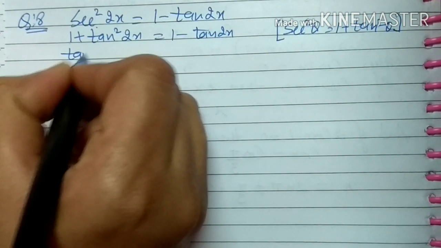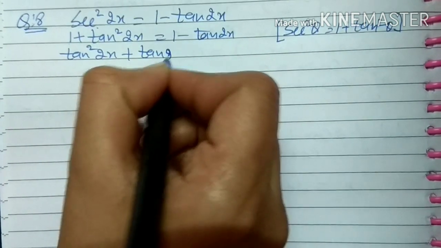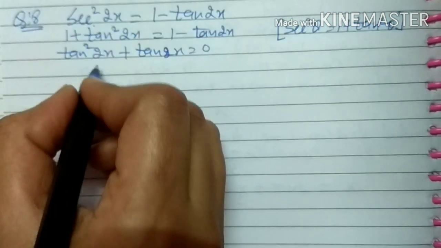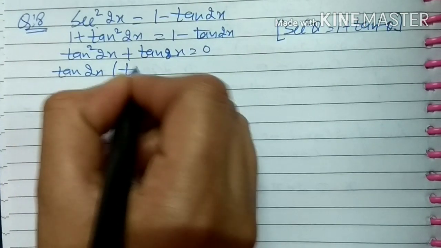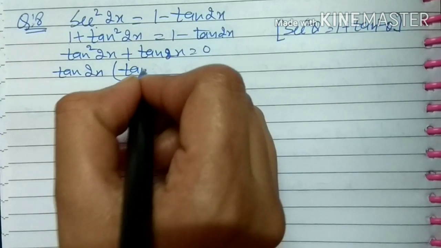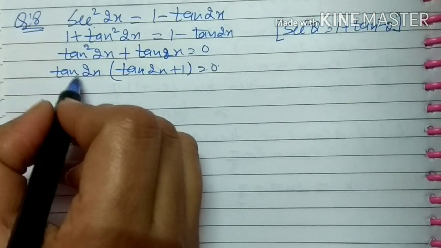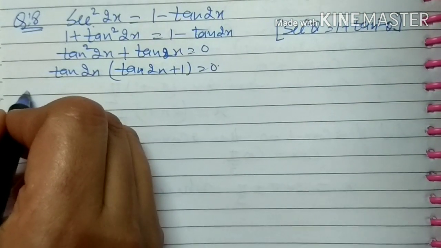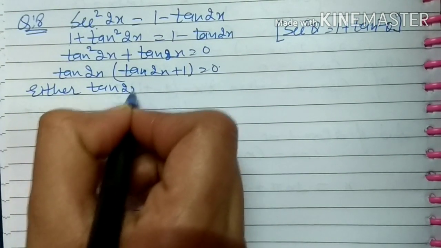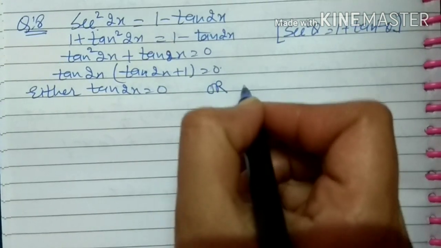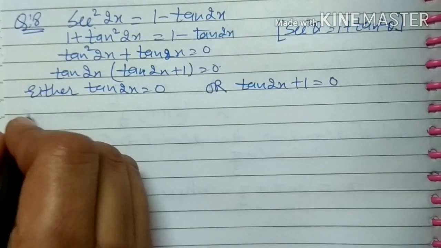We get tan square 2x plus tan 2x equals 0. Shift this term to the left side. Now we can take tan 2x common. We get tan 2x into (tan 2x plus 1) equals 0. Clear? Now the product of these two terms equals 0. Then either tan 2x is 0 or tan 2x plus 1 equals 0.